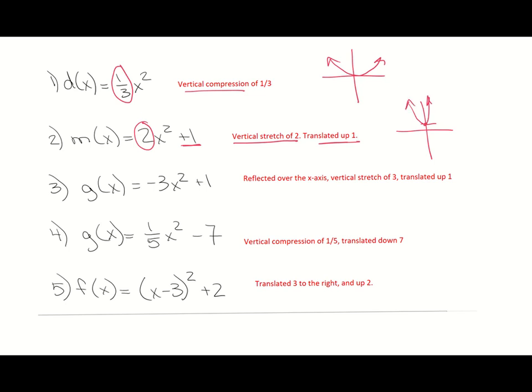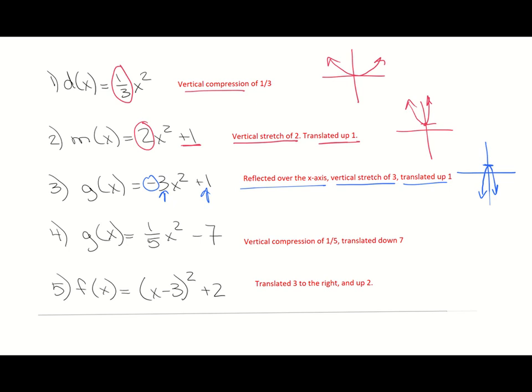Number 3 says g of x equals negative 3x squared plus 1. The negative means I'm reflecting it over the x-axis. The 3 means there's a vertical stretch, and the 1 by itself means it's going up 1. So I'm going up 1, it's going to be reflected, which means it's pointing down, and it's more narrow. So this graph would look something like that.